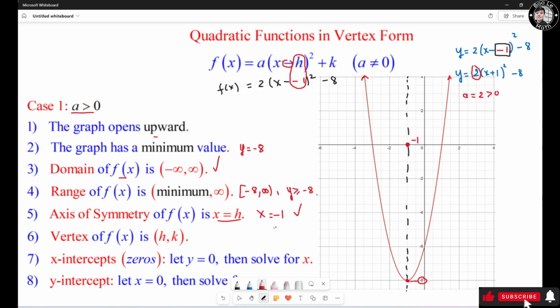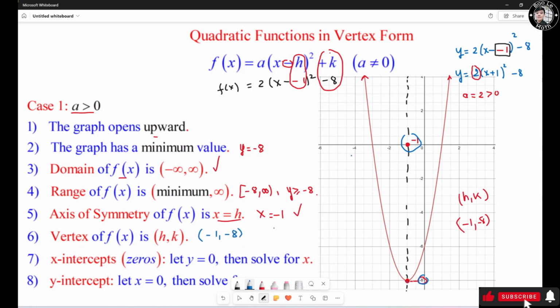Now the vertex is h and k. Now h equals negative 1, we found right here. And k right here. Alright? h equals negative 1, k equals negative 8. So it should be negative 1 and negative 8. Now we check it, the vertex right here. Right? x equals negative 1, y equals negative 8. So this is right. So the vertex is negative 1, negative 8.